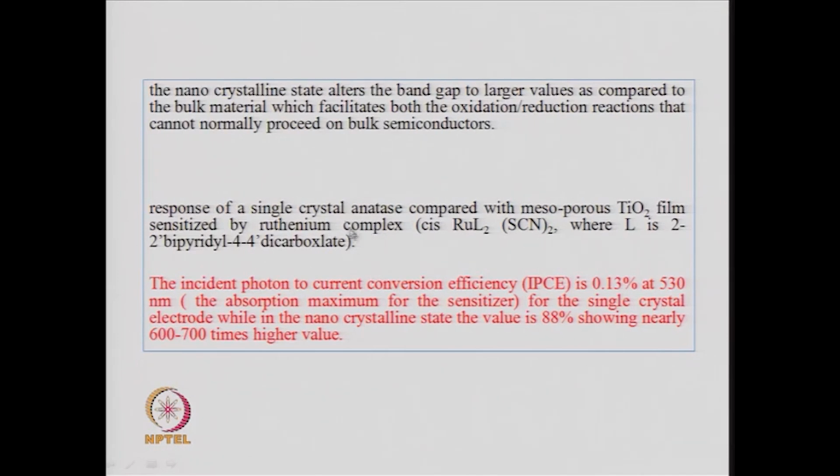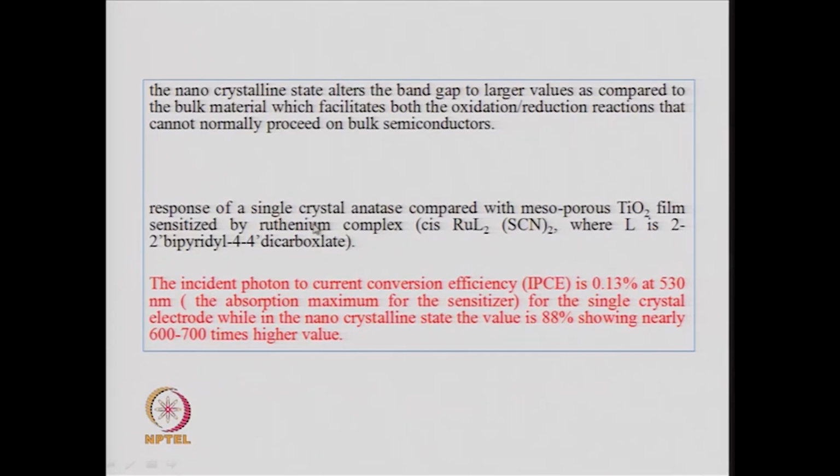Now, when you use this dye with the single crystal, or you use this dye with the mesoporous film, and measure the current conversion efficiency, there is a term which is called IPCE, the incident photon to current conversion efficiency, and this value should be high. Now, this value is 0.13% at a particular wavelength, which is 530 nanometers, which is the wavelength which this dye absorbs.